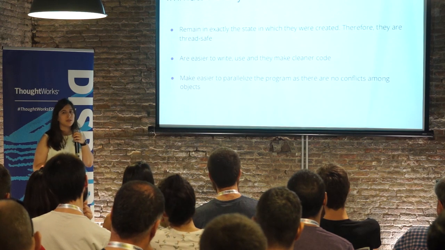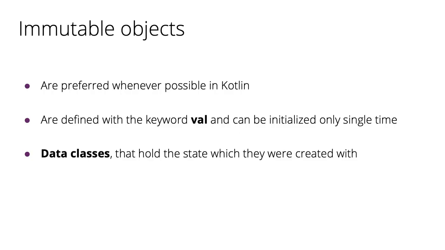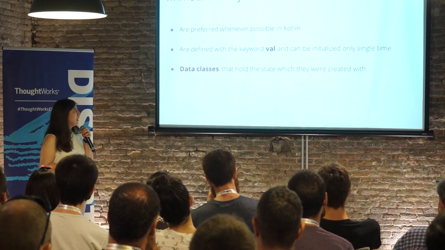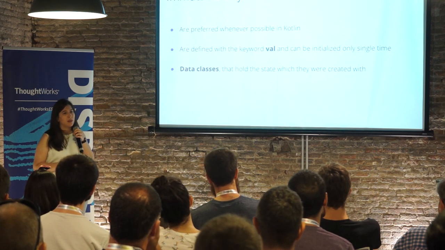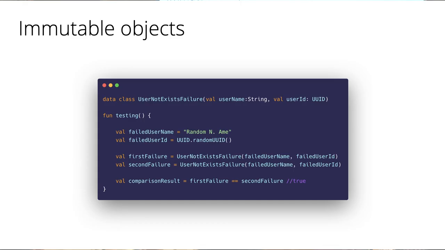The status of the object is the same. To do this, we use the keyword val. This means that the value is going to be initialized only one time. Data classes are a really cool feature of Kotlin, and they use values like here.